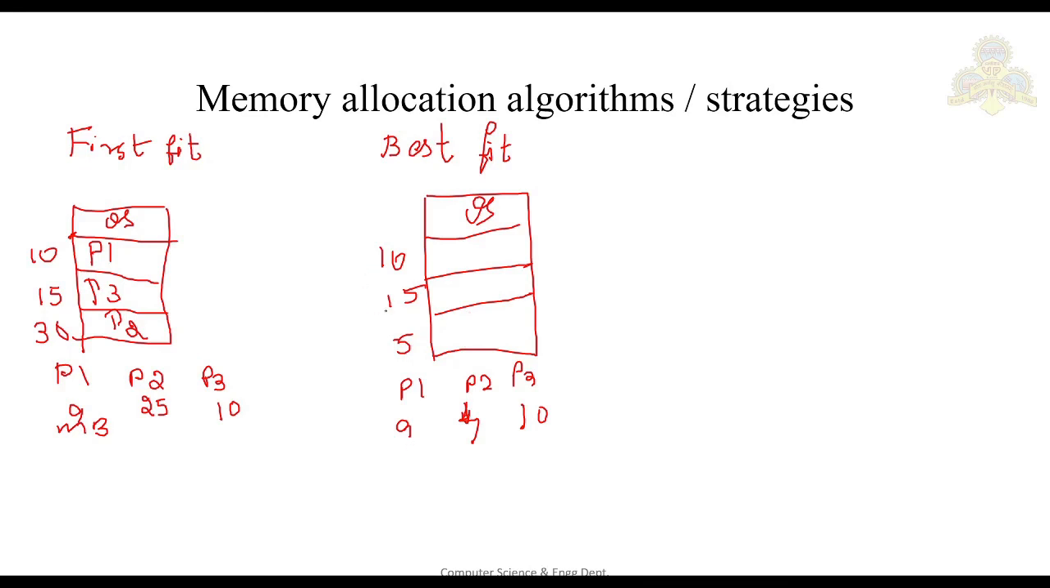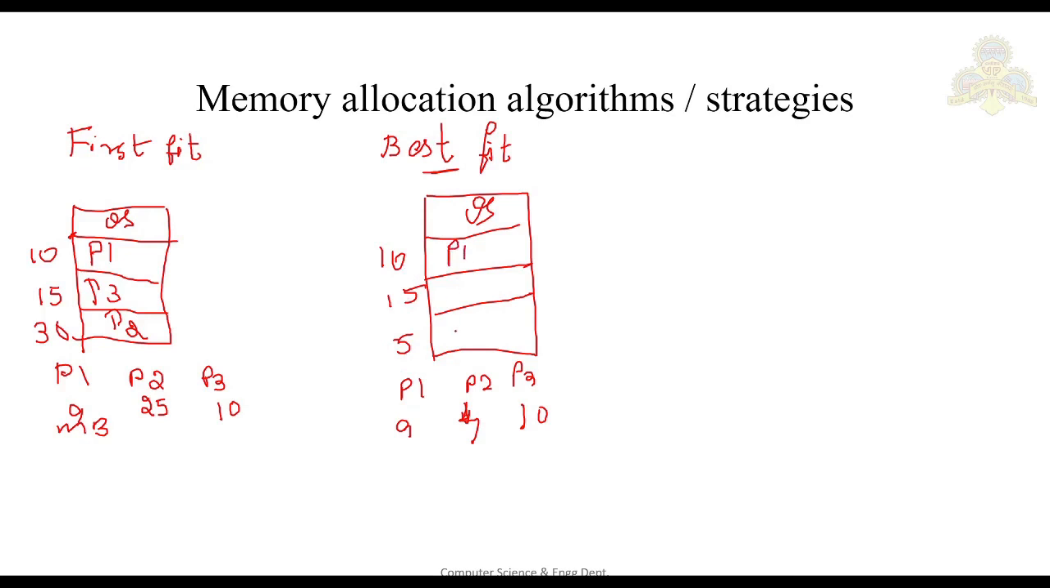Now you have two more options, right? 9 MB can be kept in 10 MB as well as in the 15 MB slot. According to your best fit strategy, it says allocate the smallest hole that is big enough. So what is smallest among 10 and 15? It is 10, right? So you keep your process P1 in this 10 MB block.